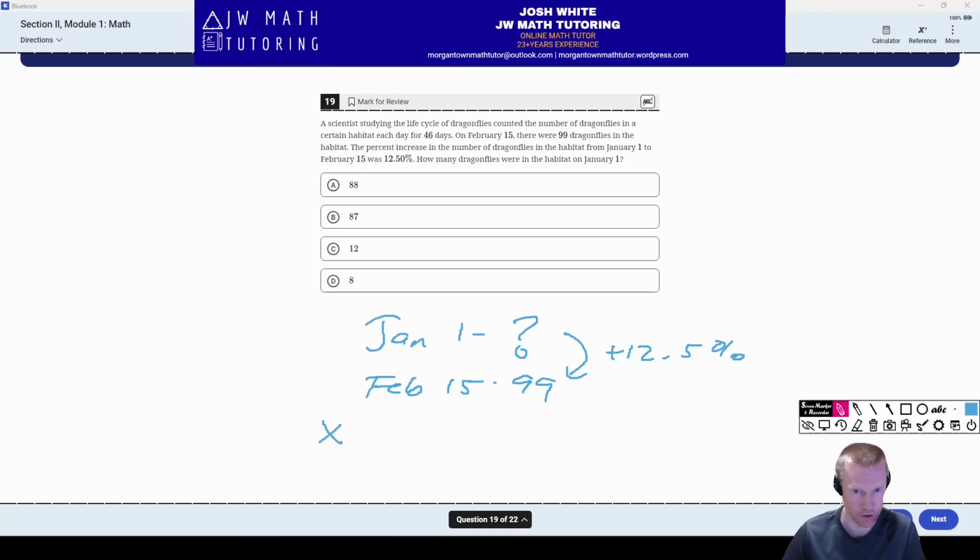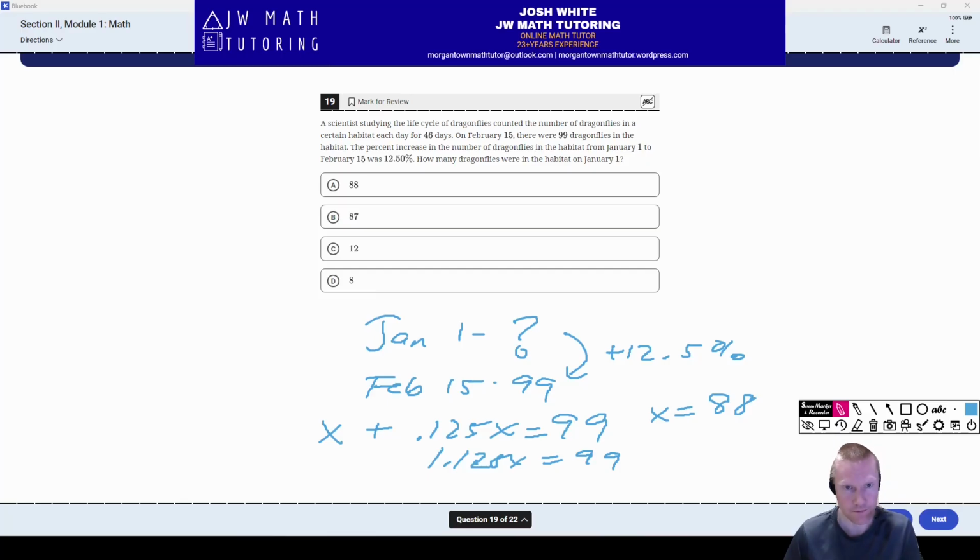So you can set up an equation to do this if you want. Basically, x is your January 1st starting amount plus 0.125x. That's the 12.5% increase. And that equals 99. And you get 1.125x equals 99. And then we end up with x, just dividing these, equaling 88. So the correct answer for this is letter A.